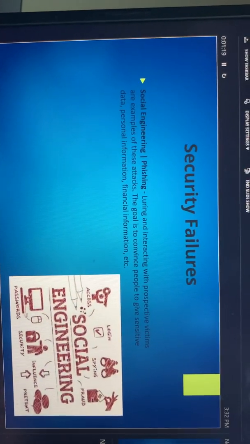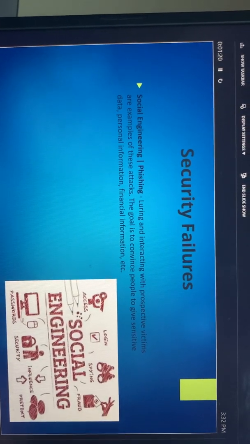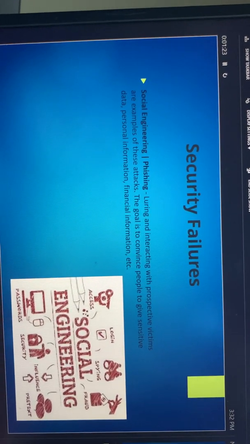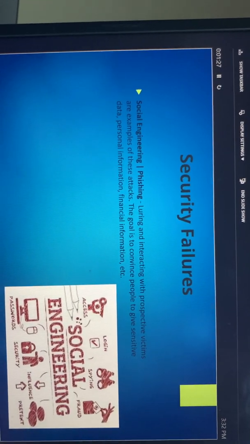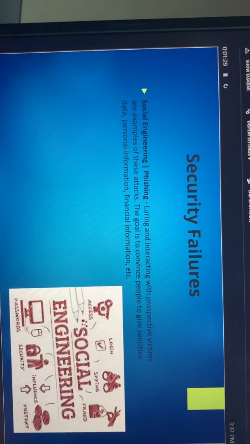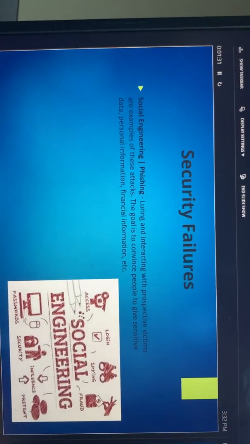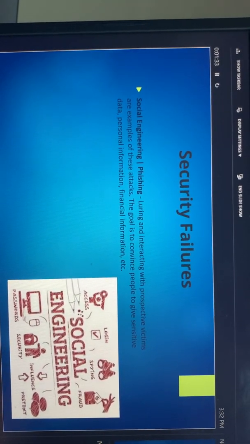Another thing that we can always see is social engineering and phishing attacks. This can be done by luring interactions with possible victims or users, going through phishing scams or emails, providing clickbait to our users, trying to find something that entices them that would make them want to click in to get into somewhere.